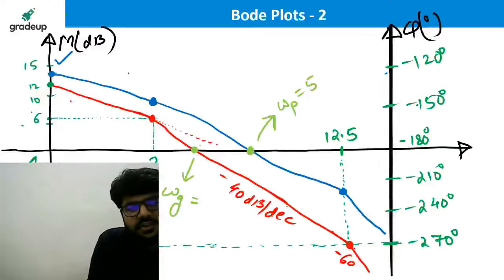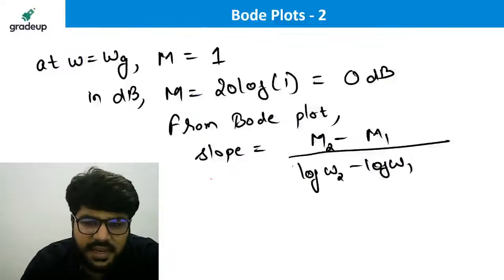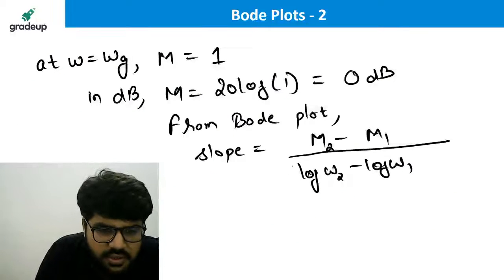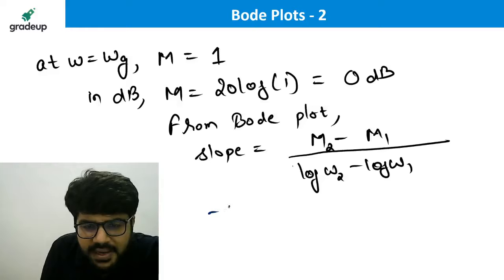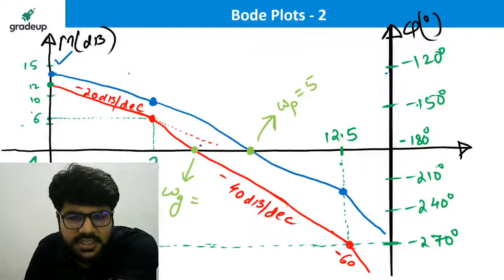The first slope was minus 20 decibel per decade. The slope of this line is minus 40. So write down the slope of the line, minus 40, is equal to, pick any 2 points. Suppose this is 1 point. Pick this point and pick this point. These 2 points I am highlighting right now.